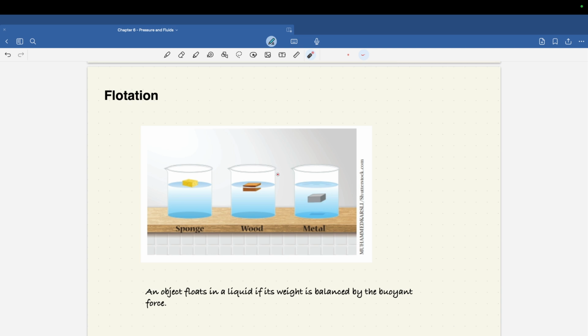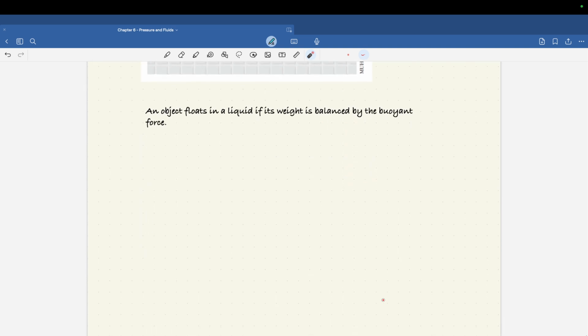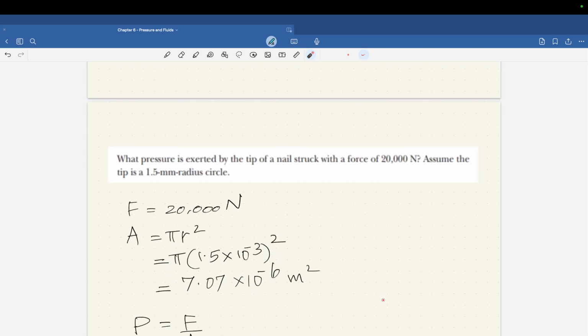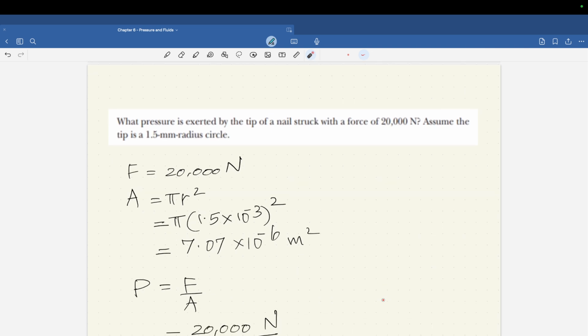Now, even if all of it goes down, if it's not able to get a buoyant force equal to its weight, then it keeps going down. So an object floats in a liquid if its weight is balanced by the buoyant force. That is the end, and here are a few more problems worked out.